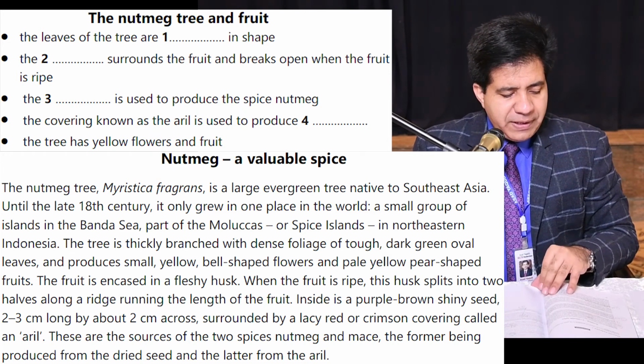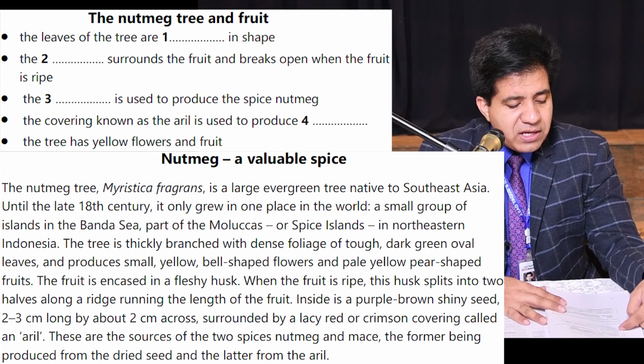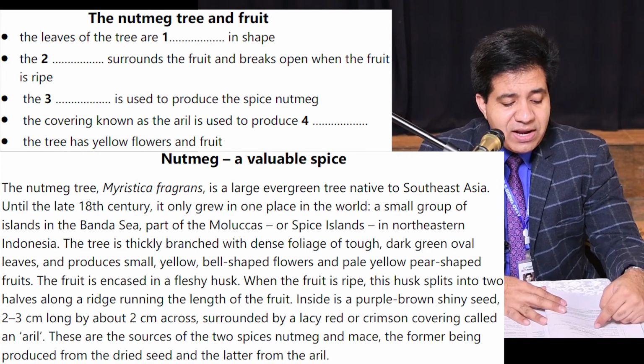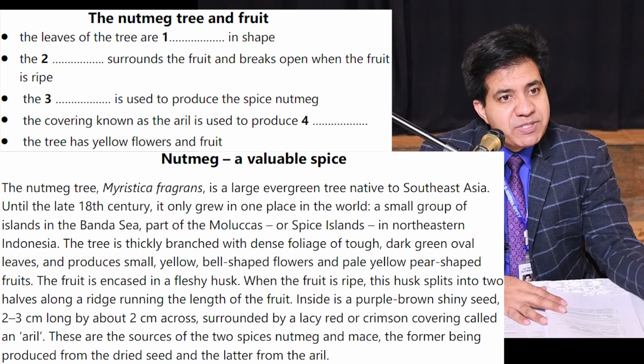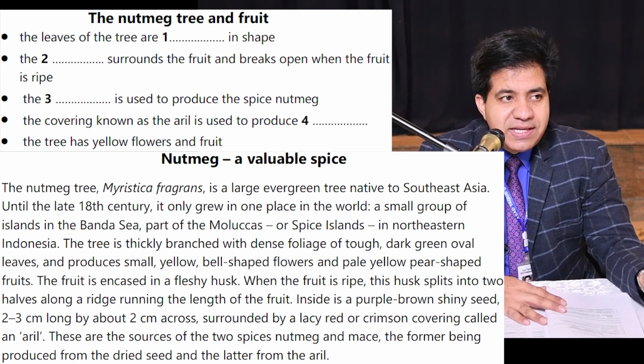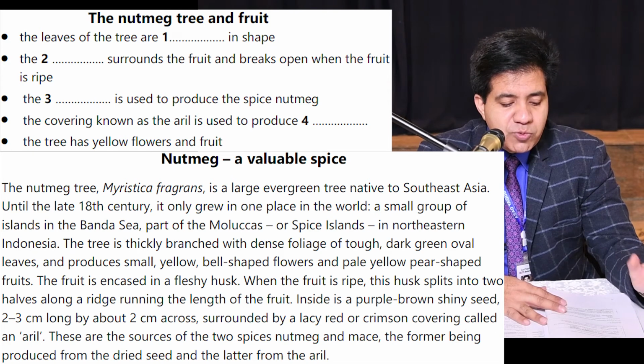Okay, let's move on, please. Question number 4. The covering known as the aril is used to produce. Go back to the same sentence. The answer is there. Don't be overjoyed. When I ask you the answer, then tell me. The covering known as the aril is used to produce dash.